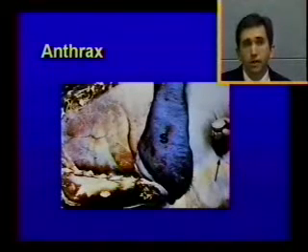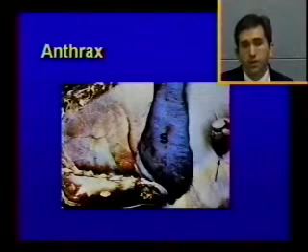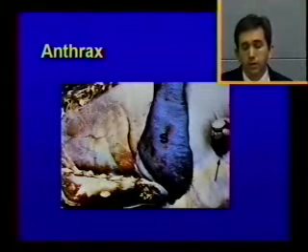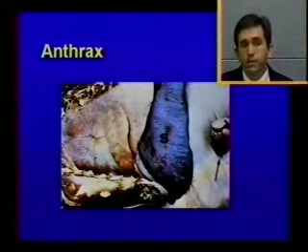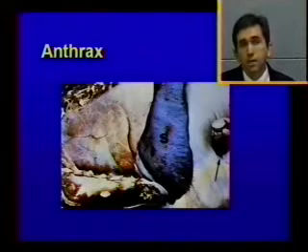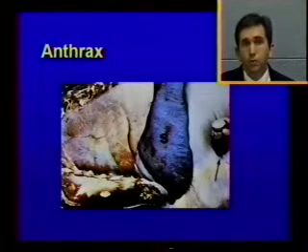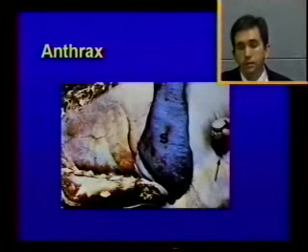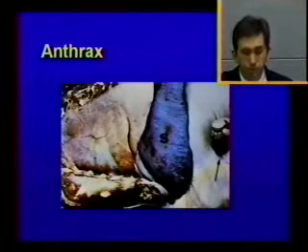Spleen is enlarged. And if you're ever confronted with usually cattle that are dead at a pasture and you don't know the cause, and it was a sudden death, and you see this release of blood from the intestinal tract, perhaps around the anus, then you need to be very cautious about opening this animal up because it could be anthrax. And of course, as we know, this is a zoonotic pathogen.